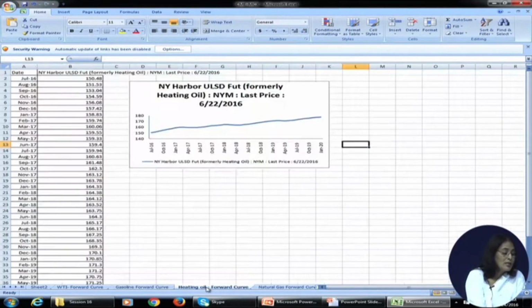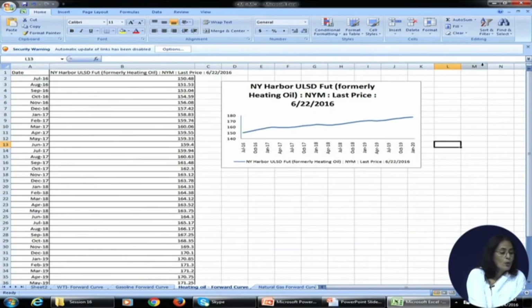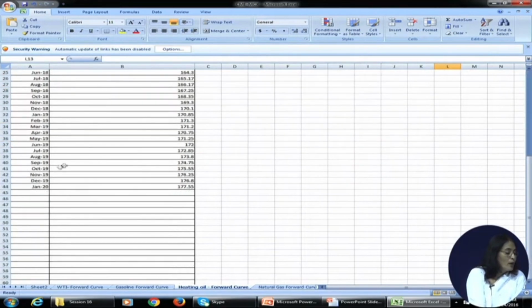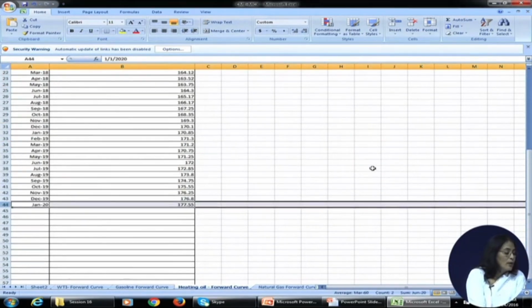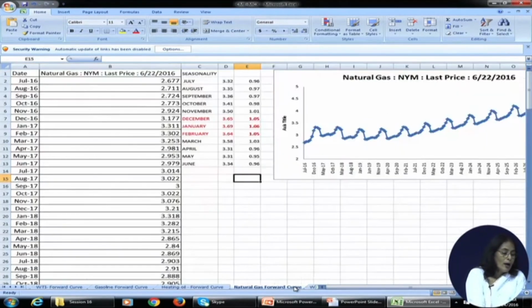Now let's go to the heating oil forward curve. So what is heating oil? It is a refined product predominantly used for heating homes and commercial buildings. If you see, it has gone up to January 2020, and this is the forward curve for heating oil. And another very interesting forward curve with a clear-cut seasonality.